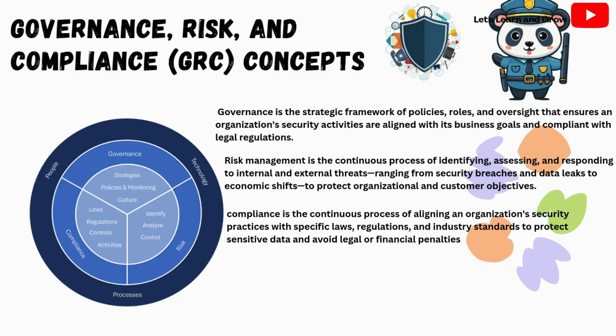In this slide, we will understand how government is involved in the security and data of your information. Governance uses a strategic framework for policies, rules, and oversight that ensures organization security activities align with business goals and compliance with legal regulations as per the countries. Risk management is a continuous process of identifying, assessing, and responding to internal and external threats, ranging from a security breach and data leak to an economic shift, to protect the organization and customer objectives. Compliance is a continuous process of aligning organization security practice with specific laws, regulations, and industry standards to protect sensitive data and avoid legal or financial penalties.